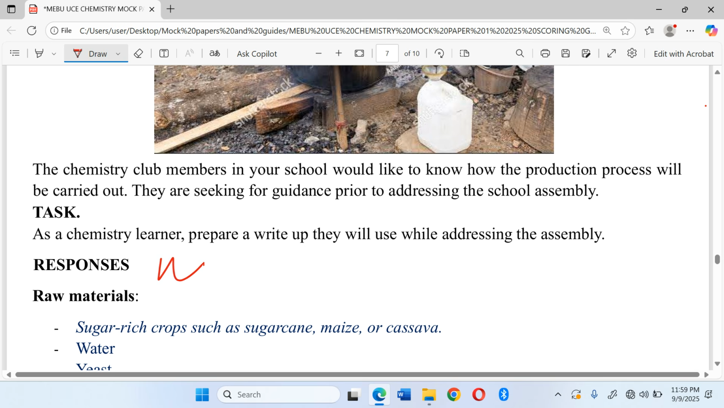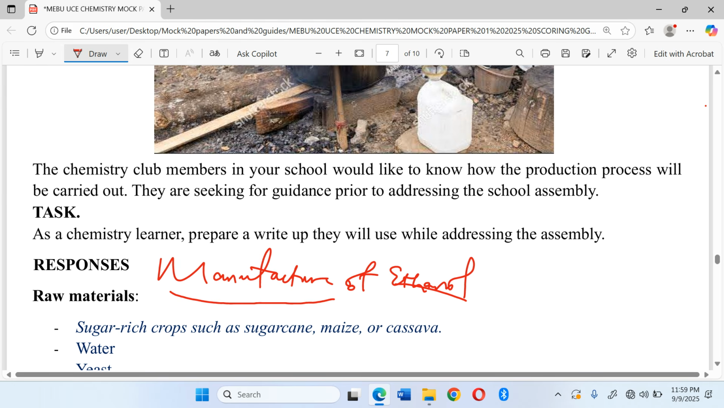We are just looking at the manufacture of ethanol. Many learners have been asking about manufacture of ethanol, and we thank God that now it has come in this paper, MEB. So let's deal with it and see how best we could have responded to it.